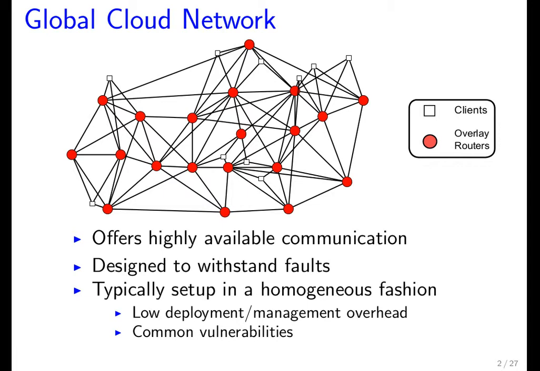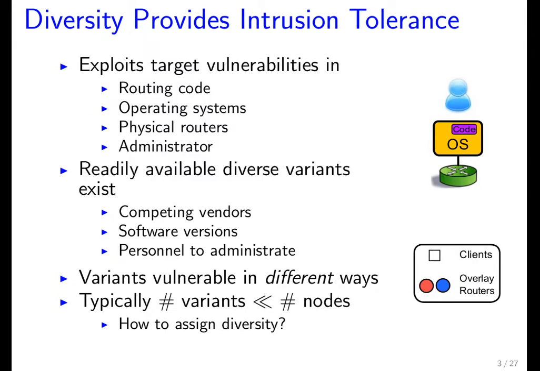This poses a problem, however, if there's an attack on the system, as even a single found vulnerability by an attacker can be repeatedly exploited at all overlay routers and compromise every node in the system. Thus, the attacker can definitely disrupt all connections among the clients. The attacks can target any vital component of an overlay router, such as the routing code, the operating system running that code, the physical router connected to that machine, or even the administrator.